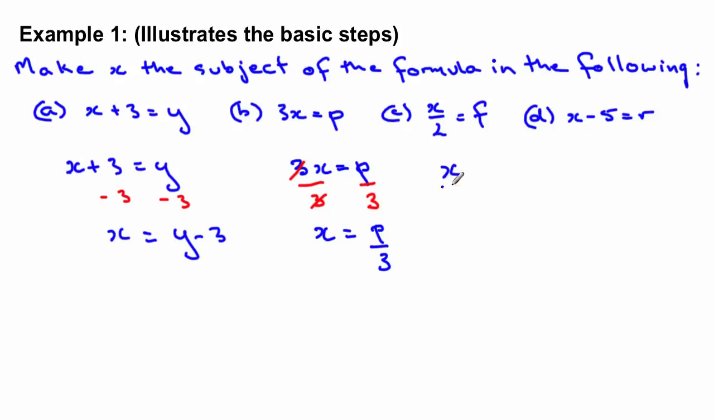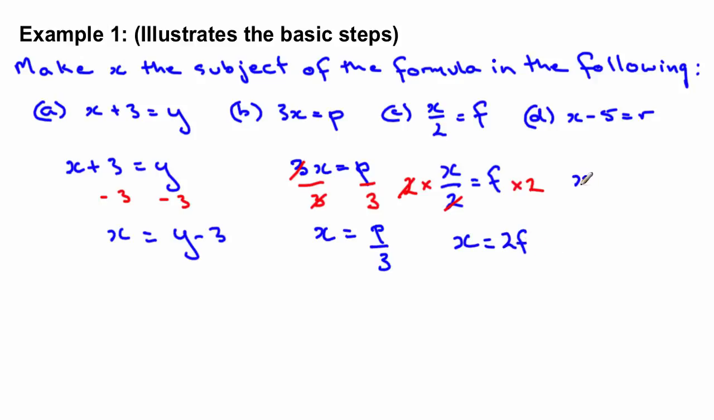This is very similar to the previous one, only this time we've got a division, and so we need to use our opposite operation to division, which is times. So we're going to multiply both sides by 2, and this will cancel out and leave me with x equals f times 2, which we write as 2f.